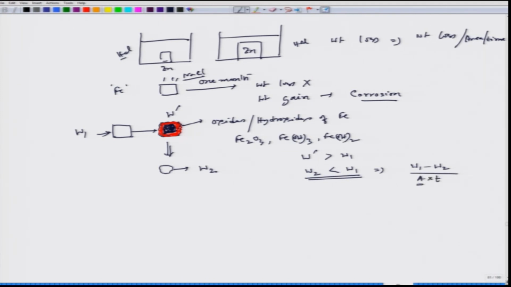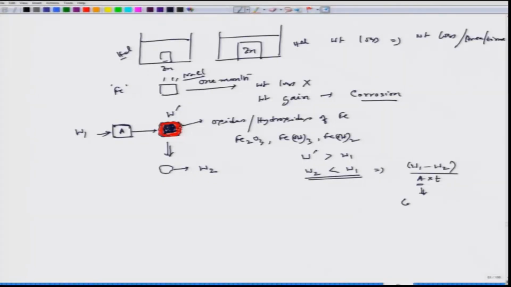Now, this area should be the area that was initially considered. So, the area of this particular block should be considered, because the dynamic change in area is very difficult to understand, because it may not happen completely uniformly. There could be some localized attack, or there could be some uniform attack. So, it is a mixture of things. That is why it is always better to consider the initial area in order to calculate the corrosion rate. So, this should be my corrosion rate.